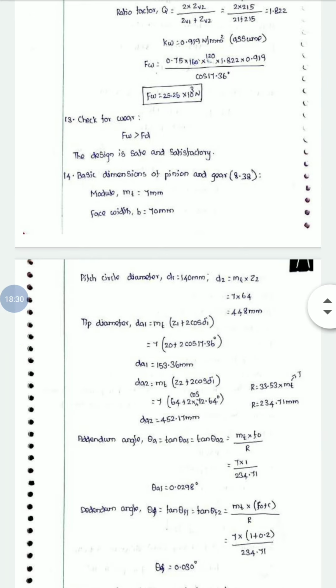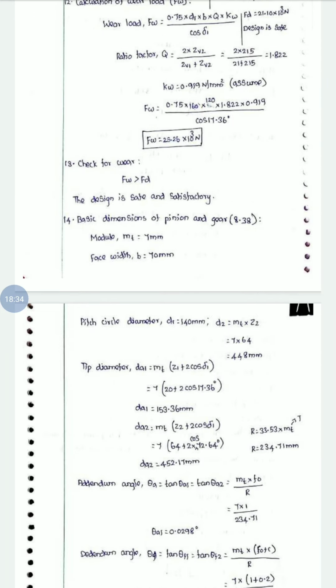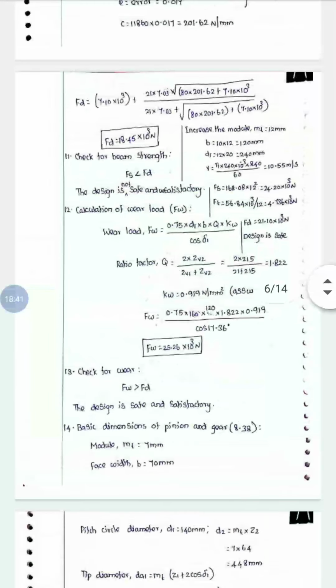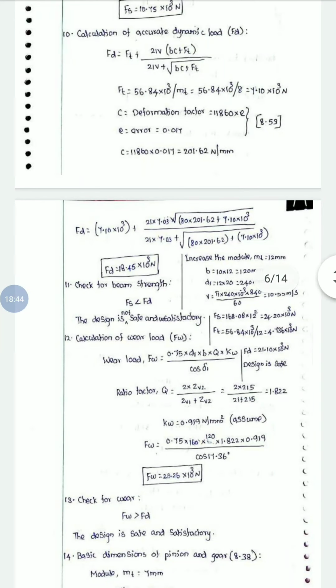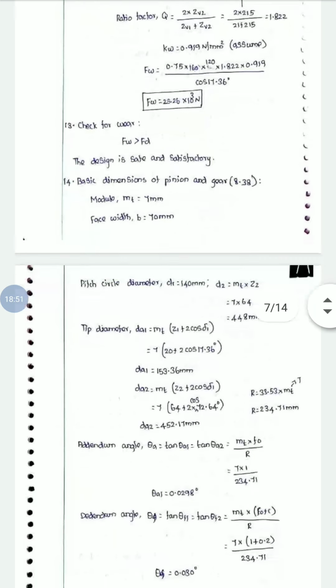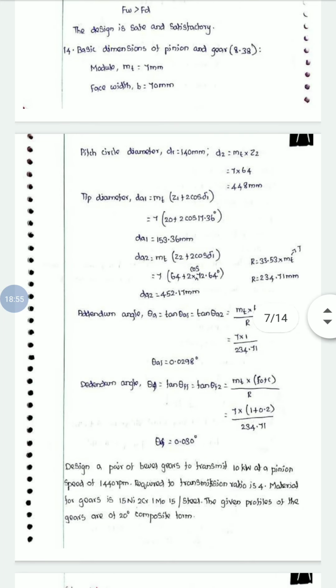For the check for wear, Fw should be greater than Fd. Hence our design is safe and satisfactory. We have already checked the dynamic load calculation, where Fs should be greater than Fd, and that also our design is safe. The check for beam strength also is safe, and the check for wear also is safe. Hence finally we can go for the basic dimensions of pinion and gear.